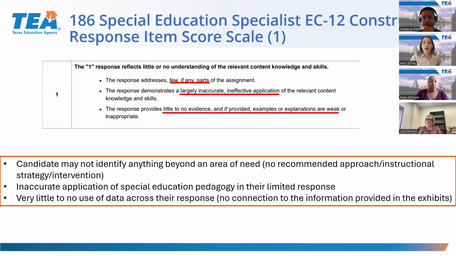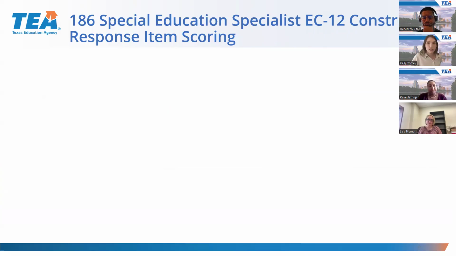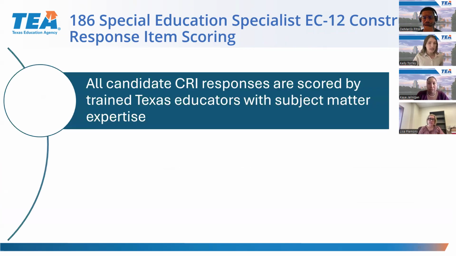All right, a few other notes on scoring just to name here before we transition. All CRIs for all Texas exams are scored by trained Texas scorers with subject matter expertise. So the candidate responses that are being scored on the 186 exam and all of our other Texas exams are scored by humans. They are scored by Texans that are trained in scoring, and they have subject matter expertise. So in this case, special education subject matter expertise.